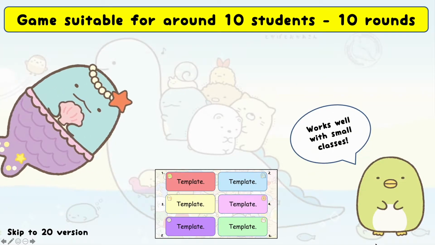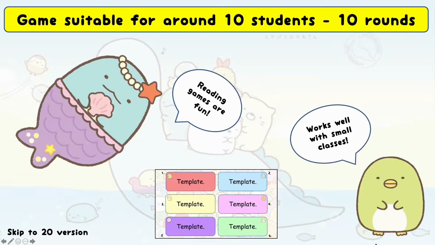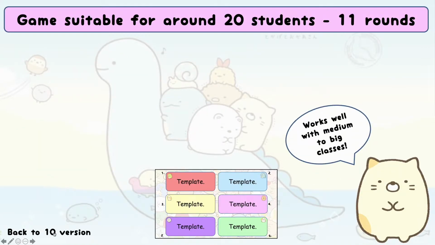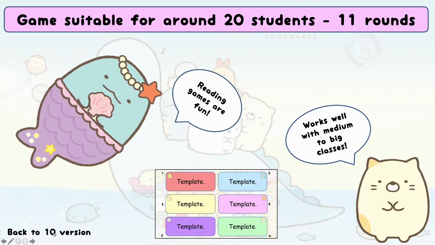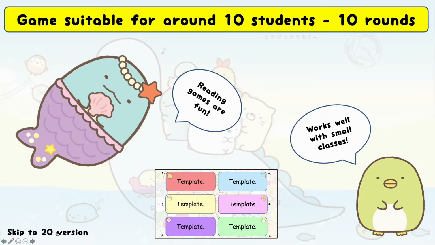Now this game, there's actually two games in one presentation. The first game is suitable for small classes of around 8 to 12 students, and it has 10 rounds. If you click in the bottom left hand corner, skip to 20 version, this will take you to a bigger game which will work better for medium and bigger classes. Anyway, I'm going to click on back to 10 version. So go ahead and make the game for whatever size class you have, and you can just delete the parts of the game that are not needed.